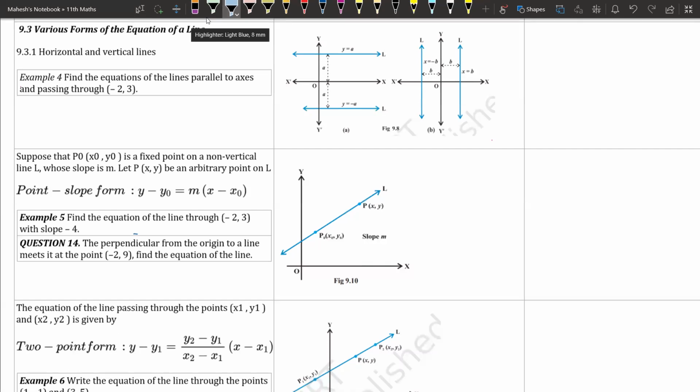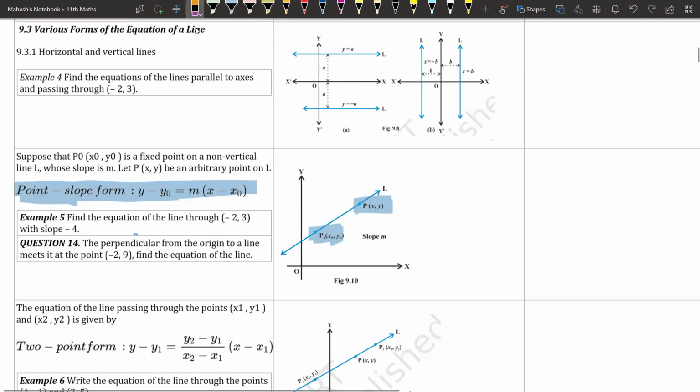Next, we will find the equation of a line passing through fixed points, which has to be a non-vertical line. For that, we have this formula, which we call the point-slope form. The first case is when we know the slope of a line and one point through which the line is passing. So I repeat, we are going to form the equation of a line where we know the slope of the line.